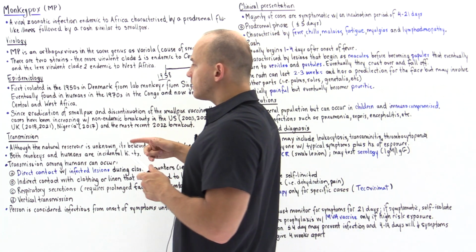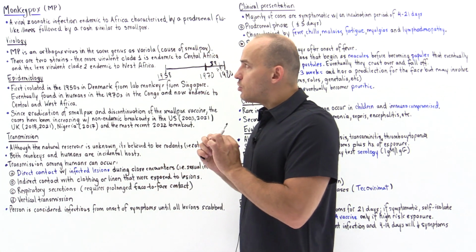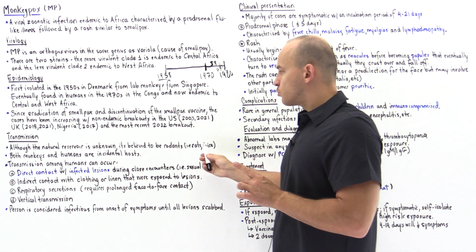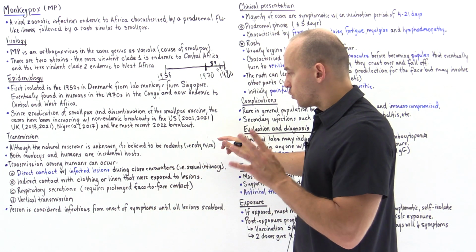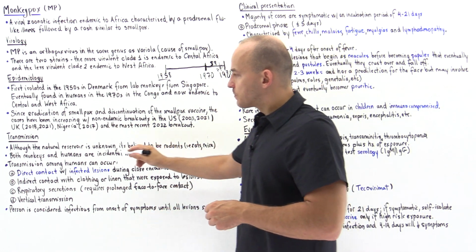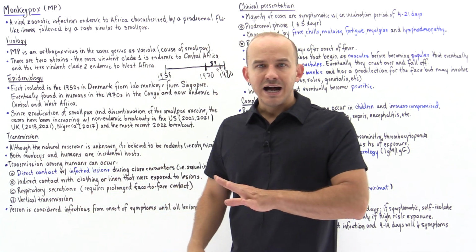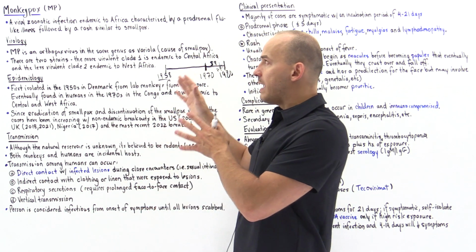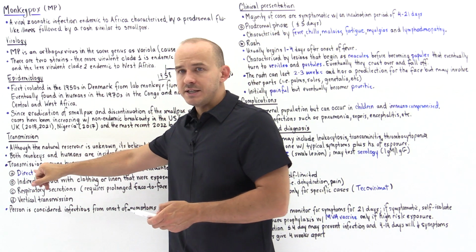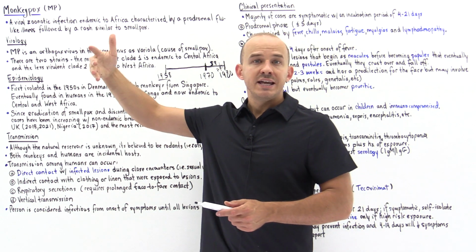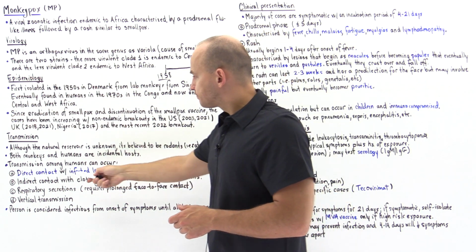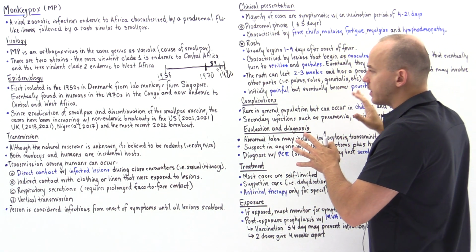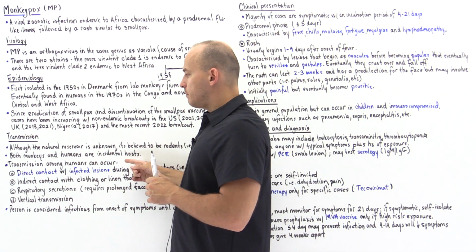So let's talk about transmission. Again, we don't know exactly what the natural reservoir is, but we think it's rodents living in Africa. So rats, mice, squirrels. Monkeys and humans are not the natural reservoir. These are incidental hosts, meaning the virus doesn't need humans and monkeys to actually reproduce, but they can infect these species. So in terms of the most recent outbreak in the US and Europe, how do we become infected?